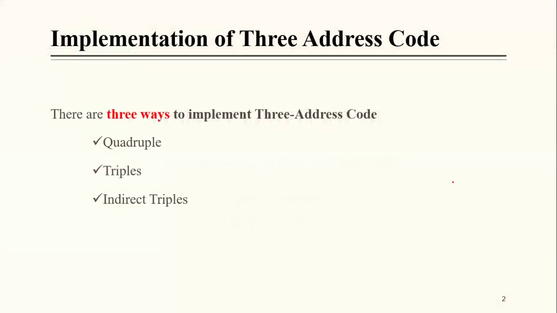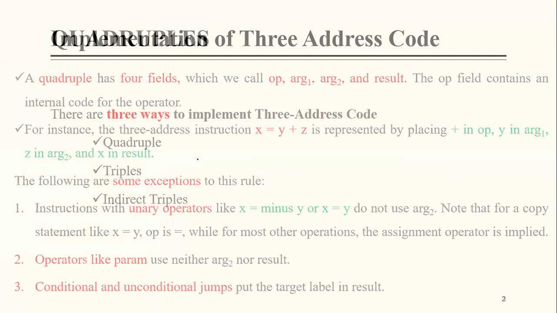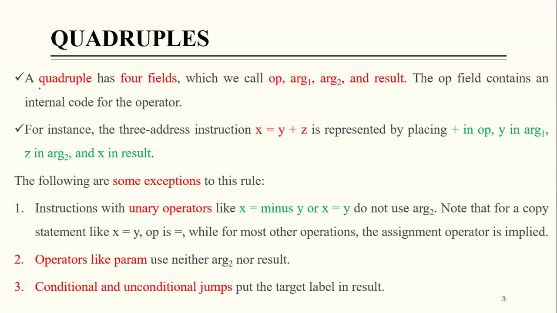Three address code can be implemented in three ways: one is quadruples, another is triples, and the last one is indirect triples. These are the three forms we can use to implement three address code. Let's see one by one how we implement them. The first one is quadruple.